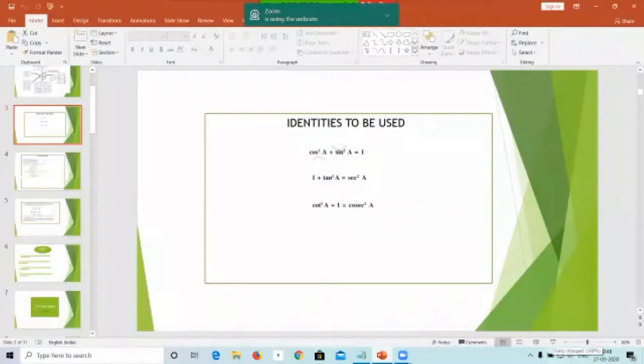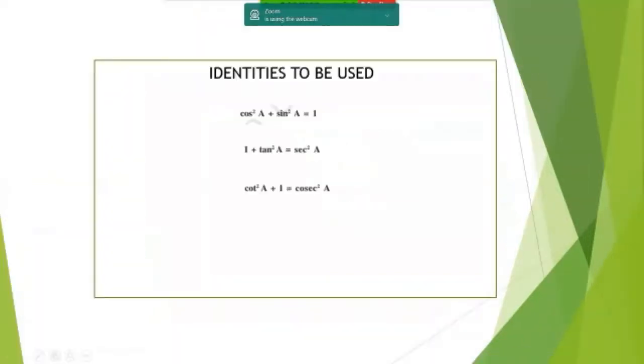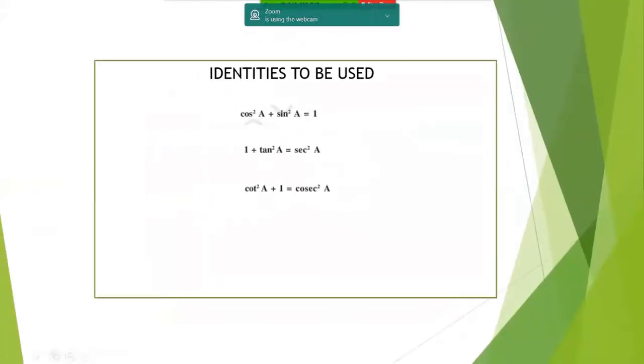The major three identities that we'll be working on will be: cos square A plus sine square A is equal to 1. 1 plus tan square A is equal to secant square A. 1 plus cot square A is equal to cosecant square A. I would want everybody to write today's date and take down these three identities. Let it be right in front of your eyes as we start moving ahead with the exercise.